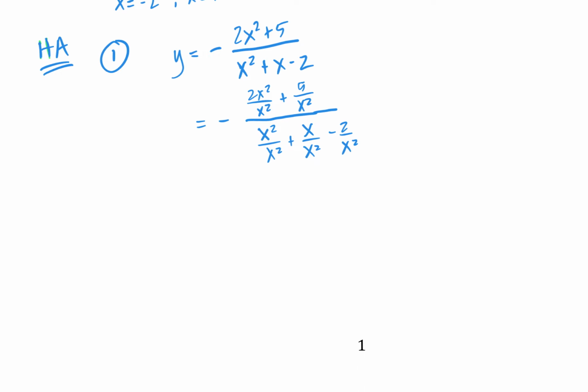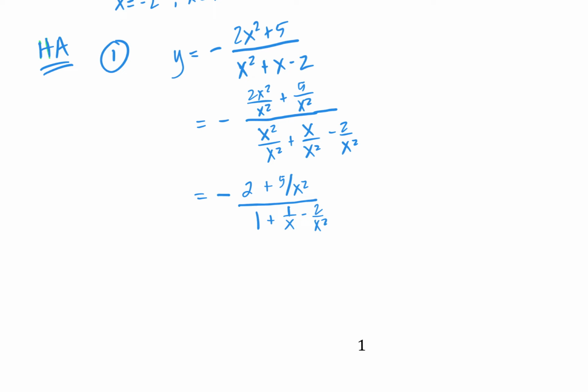If I were to simplify each one of these fractions, and there is a negative here, I would get 2 plus the 5 over x squared, divided by 1 plus 1 over x minus 2 over x squared. And the second part says evaluate for x going to positive infinity or negative infinity.